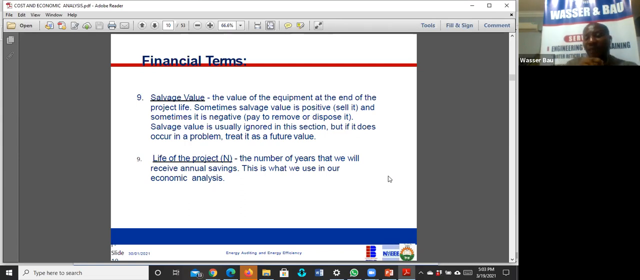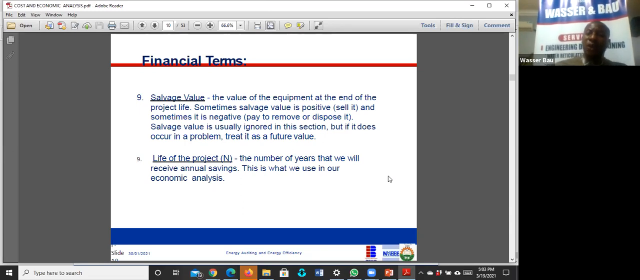Life of a project, represented as N, is the number of years that you will receive annual savings. So when we say N, it is the number of years that the equipment will last, the number of years that I'm expected to get economic benefits from my investment. Some projects, after 5 years, after 10 years, will depreciate to a level that they cannot render you economic benefit anymore. An example is a car.